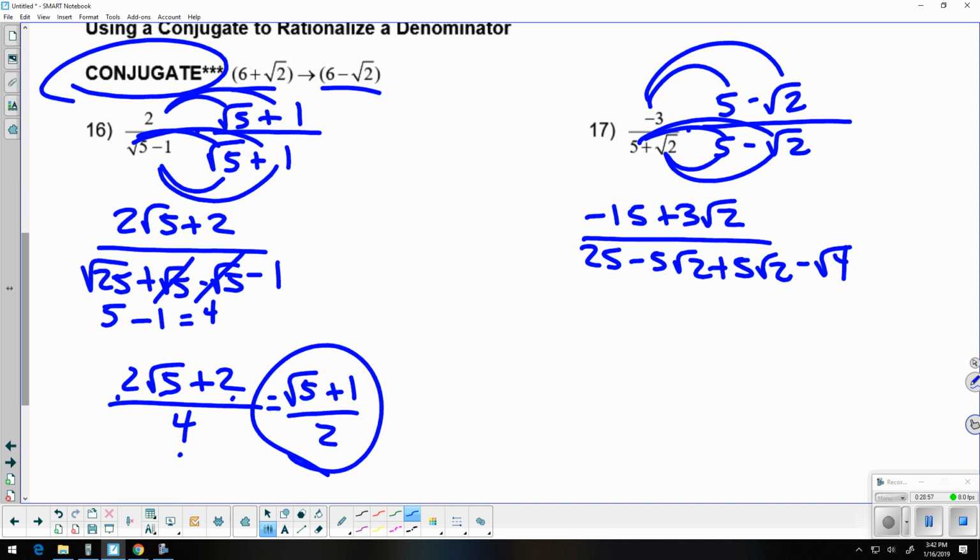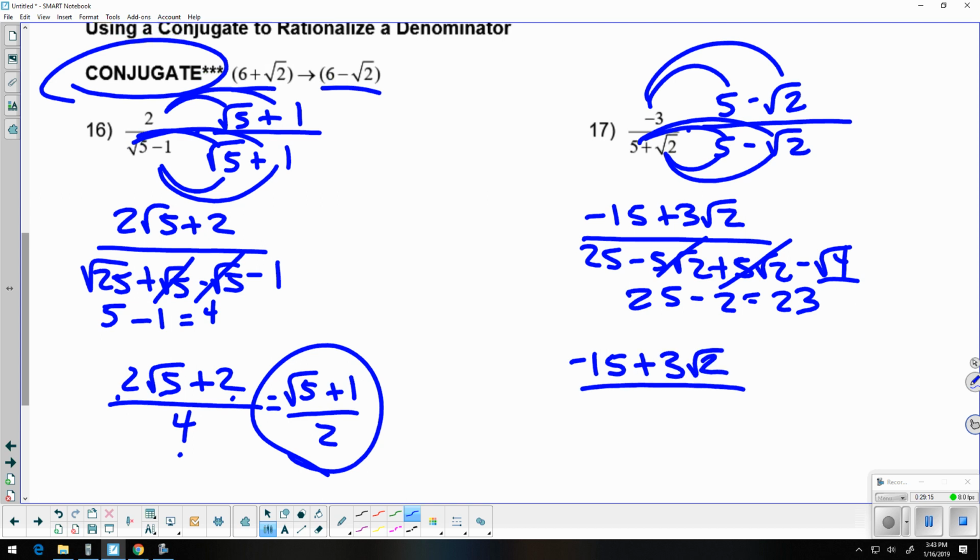So where we're at right now. Again, on the bottom, these just cancel in the middle when we FOIL. On the bottom, we have 25 minus the square root of 4. Well, that's 25 minus 2. Square root of 4 is 2, and that's just 23. So where we're at, we have negative 15 plus 3 square root 2, and that's all over 23. No reducing necessary here. Nothing you can actually reduce down. That would just be it.